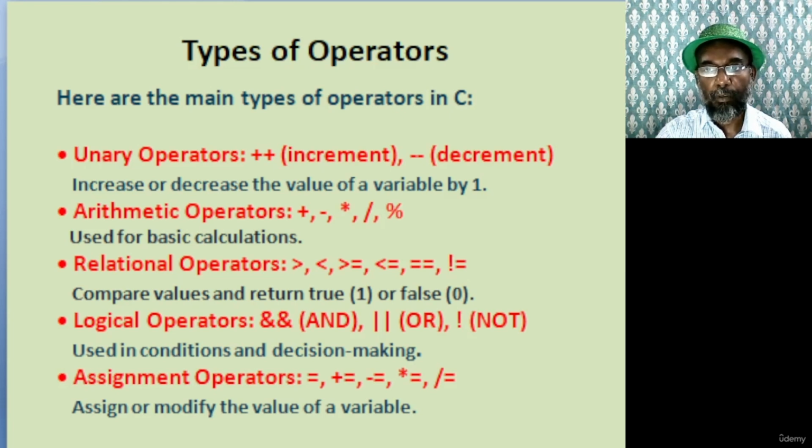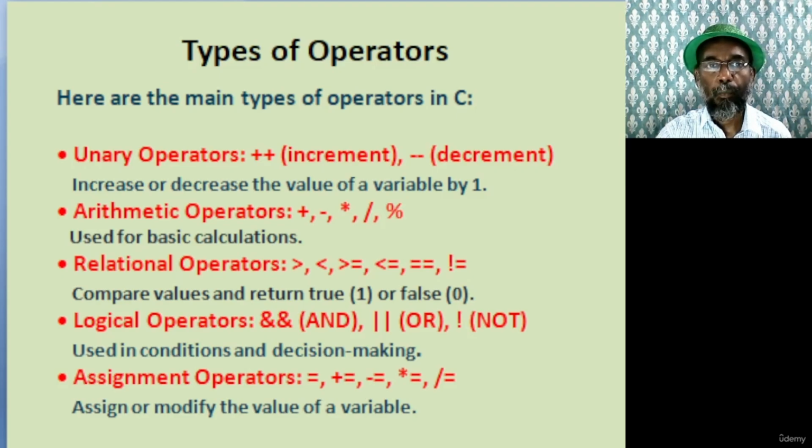Second, arithmetic operators. Plus, minus, asterisk, slash, percentage are the basic math symbols. Example, a plus b for addition, a asterisk b for multiplication, a percentage b is for the modulo operator, which gives the remainder.